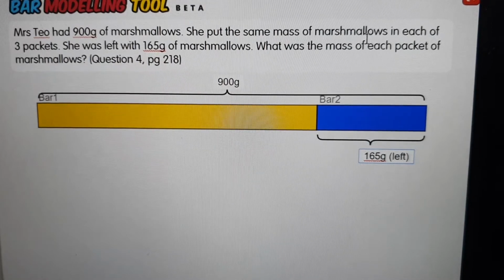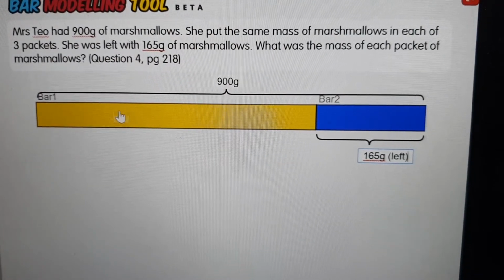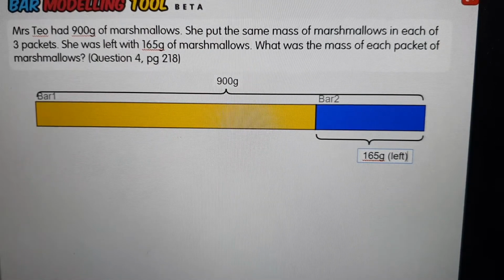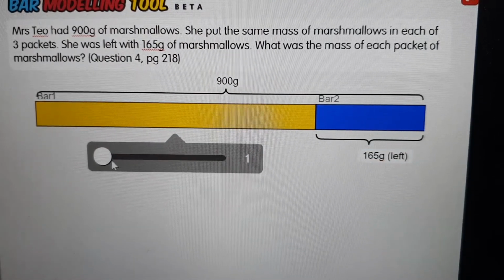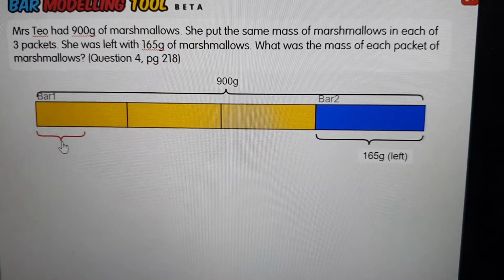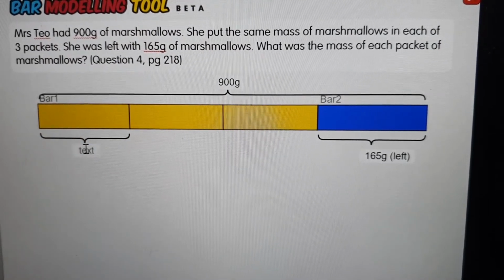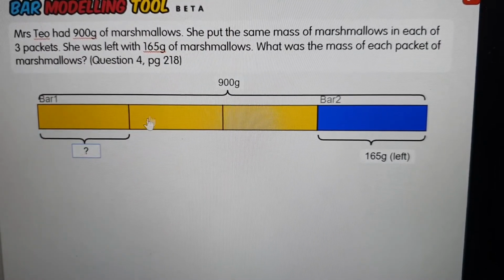Okay, and if this part represents the leftover, where do you think is going to be the amount that she's going to pack for the marshmallows? The other part here is going to be put into 3 packets. So I'm going to cut this into 3 equal parts. And since the question is trying to find one packet, what is the mass of one packet of marshmallow, this is going to be your question mark.